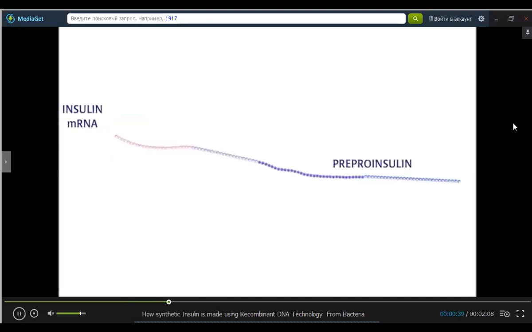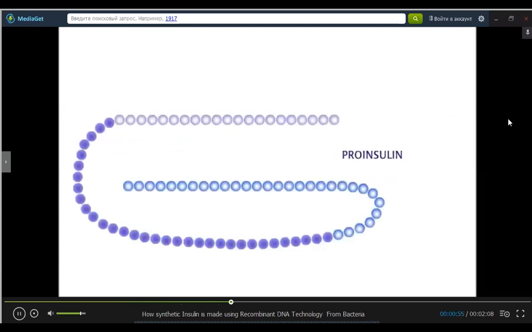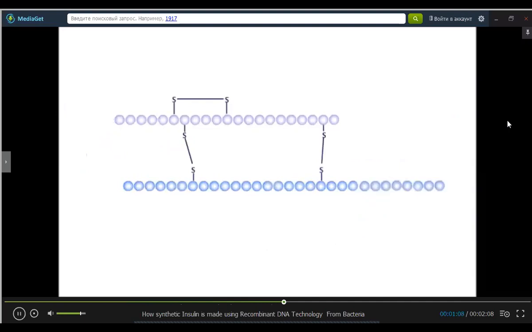Insulin is first translated into preproinsulin, which is 108 amino acids long. The first 24 amino acids are a signal peptide, which leads preproinsulin out of the cell. It is cleaved off, leaving proinsulin in the pancreas for further processing. The protein folds into a looped structure as disulfide bridges are made between cysteine amino acids. A 33 amino acid stretch is cleaved off, leaving mature insulin.